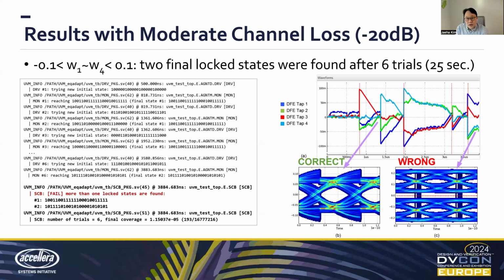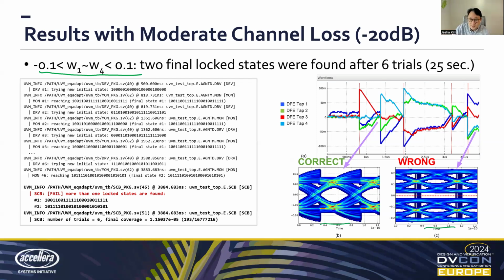So now we try to lower the loss in the channel, let's say down to minus 20 dB per decade. And then we found that the adaptation loops still have global convergence issues. So with no other constraint on the filter coefficient, other than that it has a bounded range, we were able to find that the system has two final lock states it can reach. One of them is a correct state giving you a much better eye opening, whereas the other state is kind of a wrong state.